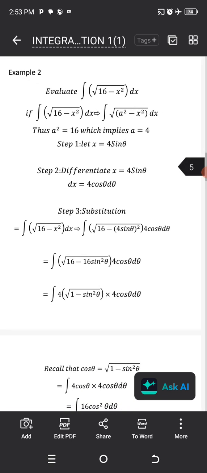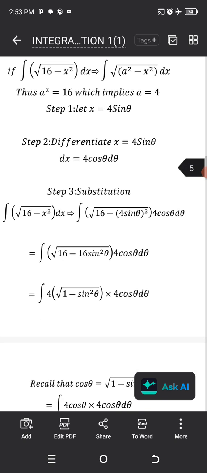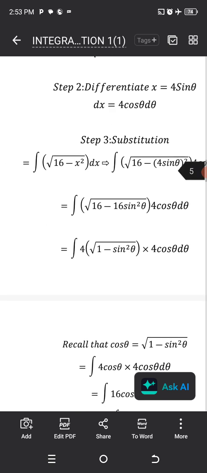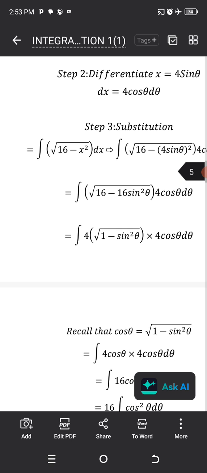Following the normal steps, step 1 says let x equal 4 sin theta. Step 2, you differentiate x with respect to theta, so dx/d theta is equal to 4 cos theta. Making dx the subject of the formula, dx is equal to 4 cos theta d theta. Step 3 is substitution. Then you substitute everything relating to x with theta.